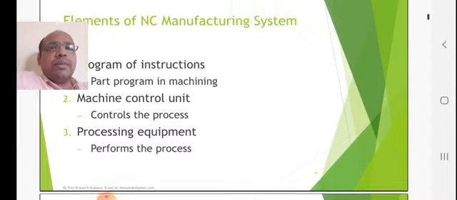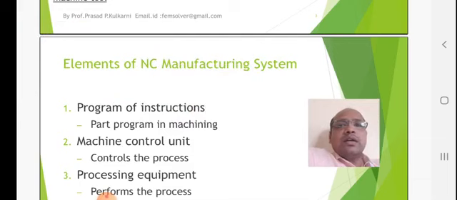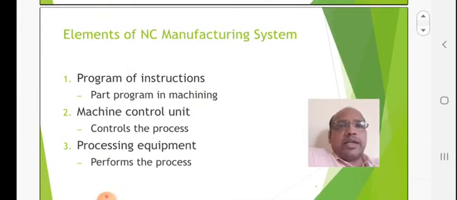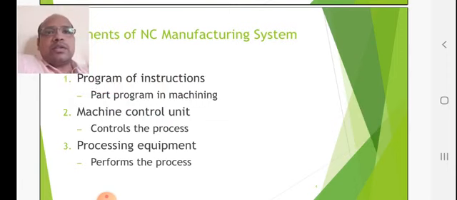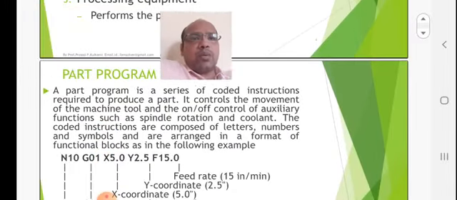All these three elements, the first one is a part program, second one is a machine control unit, and third one is a processing unit. All these three are interconnected to each other, and by using these three elements we are going to manufacture a component in ENC system. Now let us understand what is a part program.